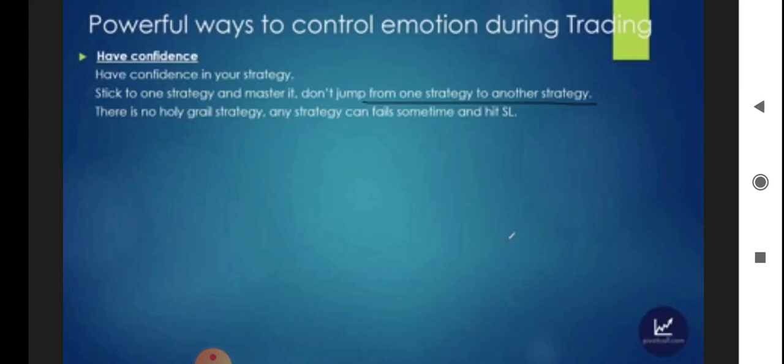Then again he thinks he has to learn a new strategy, and he learns a new strategy and applies it. So whenever any strategy hits the stop loss, he thinks that it doesn't work and he has to learn a new one. So he will be only jumping from strategy to strategy. He will not master anything. So one should understand that there is no holy grail strategy. Any strategy can fail and hit stop loss. No strategy works all the time. All strategies are probability. So what you should do? You should stick to one strategy and master it.